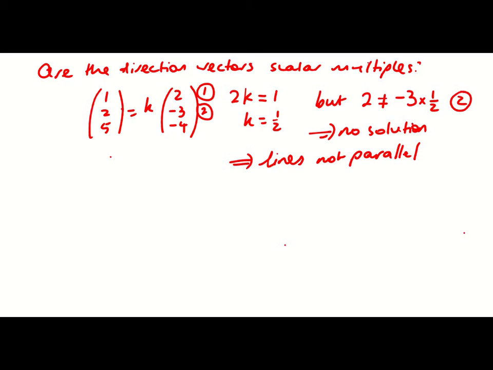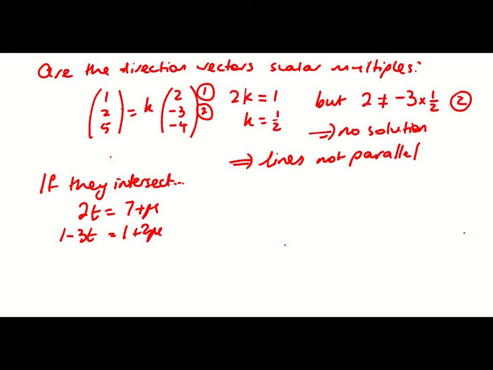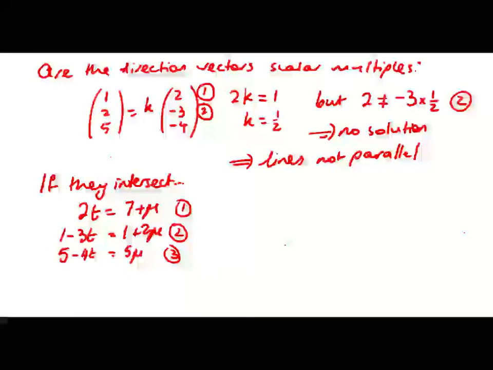Now we want to show that there's no point on both lines. So if they intersect, what can I say? So this is part 2. If they intersect, then 2t is equal to 7 plus mu. 1 minus 3t is equal to 1 plus 2 mu. And the last one gives me the third equation. I can pick any two of those, solve them simultaneously, and then sub the values back in.